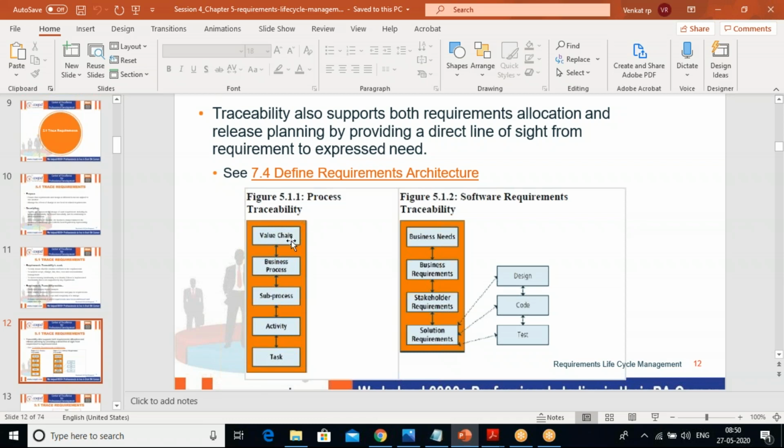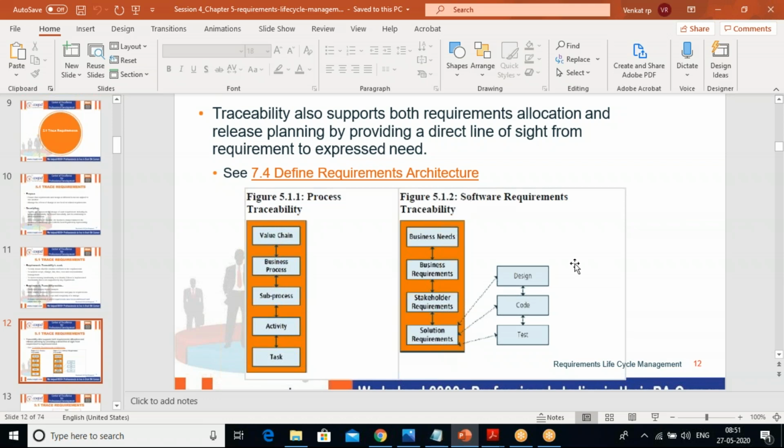So you need to understand the traceability that happens in a process. And coming to software requirements traceability, as we have been discussing the types of requirements, we have business requirements, stakeholder requirements, and solution requirements. In solution requirements itself, we have design, code, and testing. Hope you remember we have discussed it. And also we have transition requirements that help us migrate or push the system into functionality.